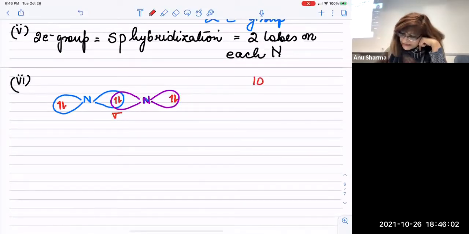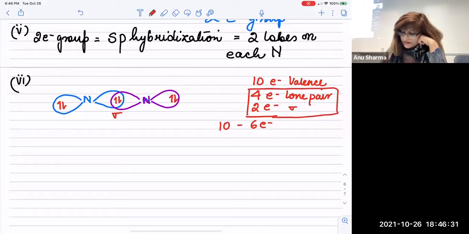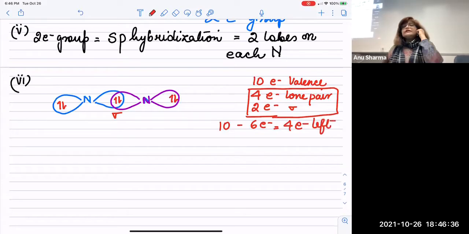So there were 10 valence electrons. Out of that, there are four in the two lone pairs, which have been accounted for, and two electrons have been used in making the sigma bond. So how many did we use? Four plus two is six. Six electrons have been used, and 10 minus six is equal to four electrons left. Where are they going to go?